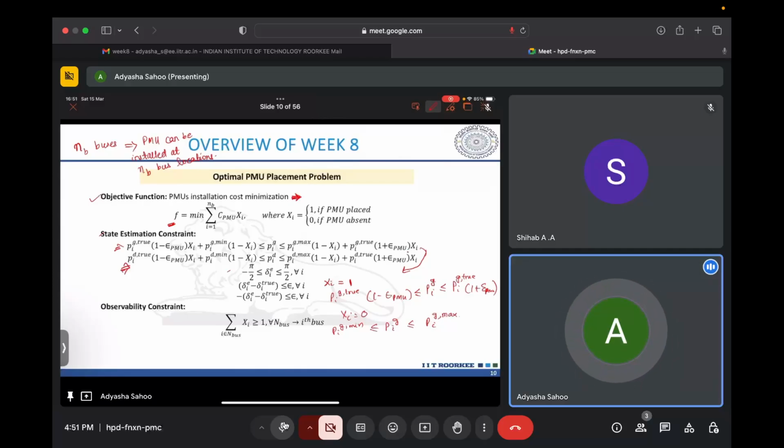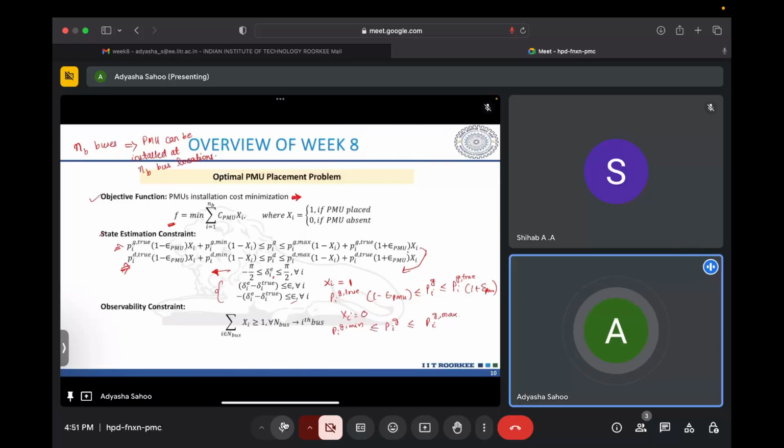And next you consider that the voltage angle, basically delta, is lying between pi by 2 to minus pi by 2. And again, here also you are calculating that the difference is lying between the acceptable limit epsilon here. Then next, this true values basically you get from your DC OPF.